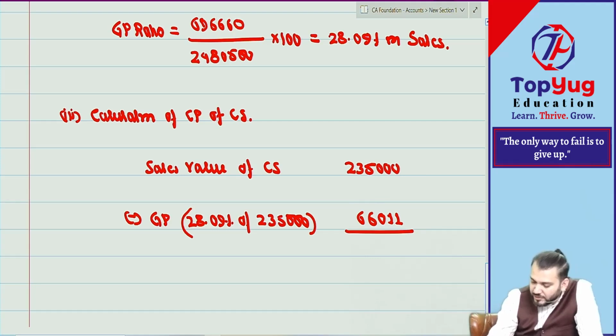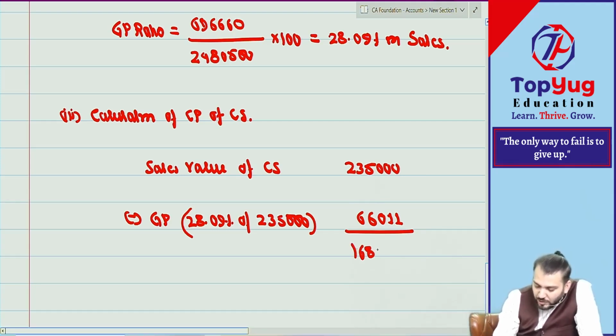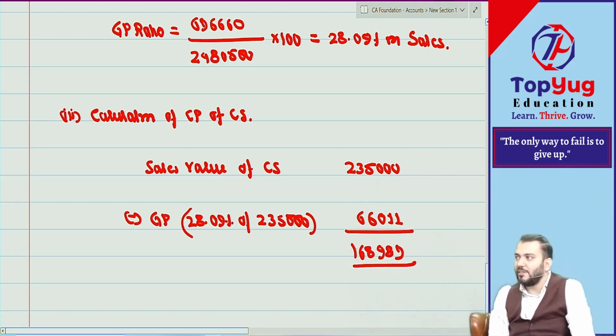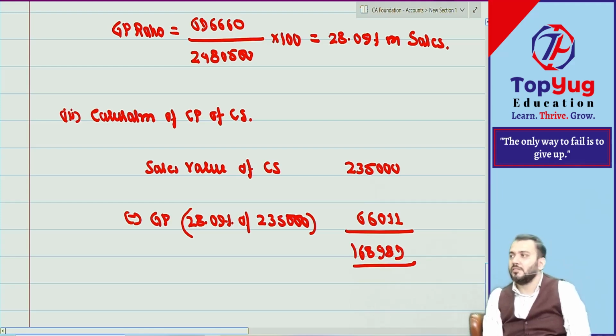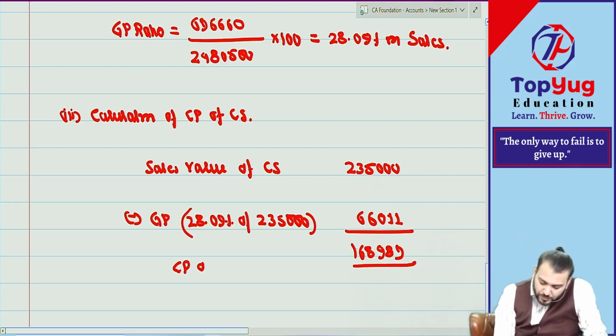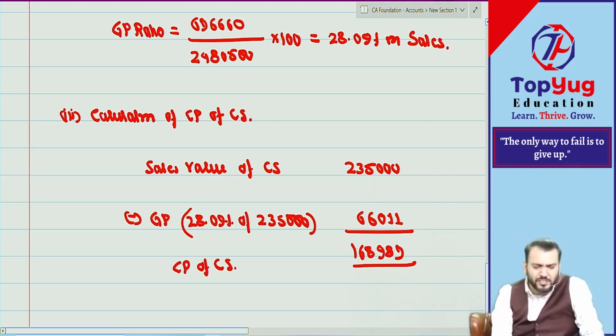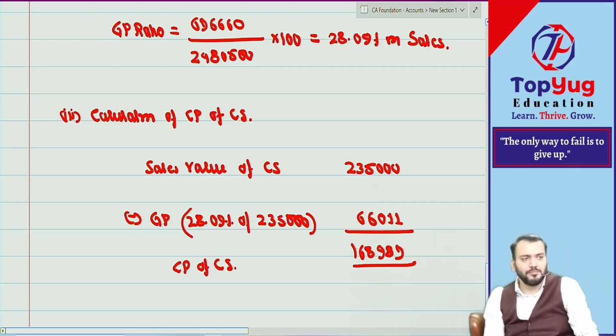2,35,000 minus 66,011 is equal to 1,68,989. It will do. You write 8. Understood. So this becomes cost price of closing stock. So this is a favorite question. They can ask this type of question in the exam. In this also write MRQ.